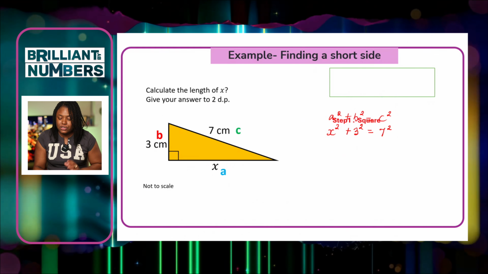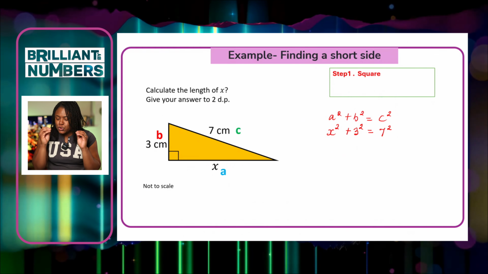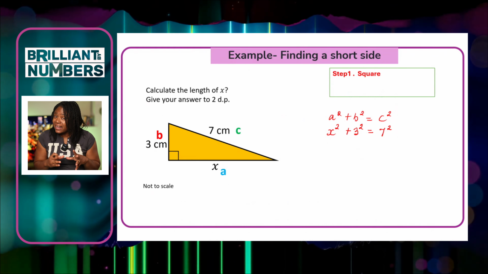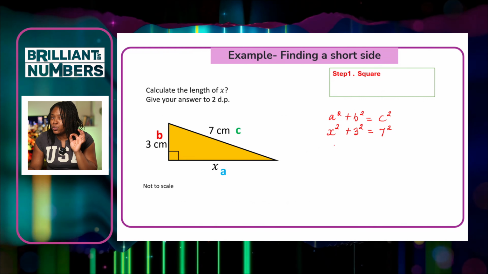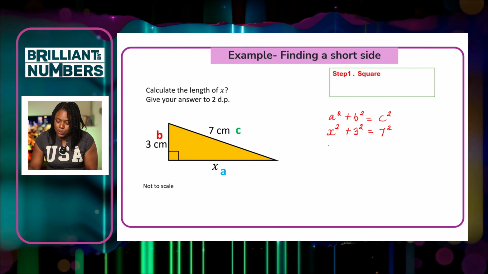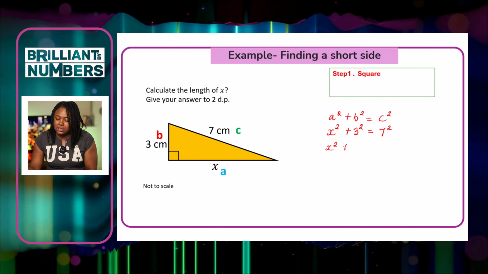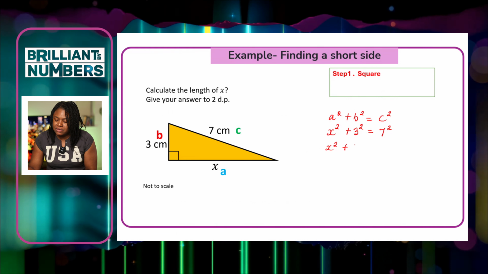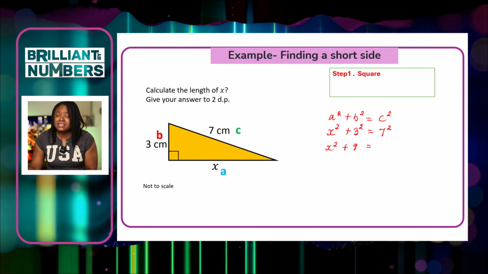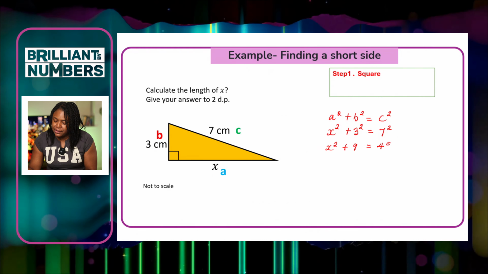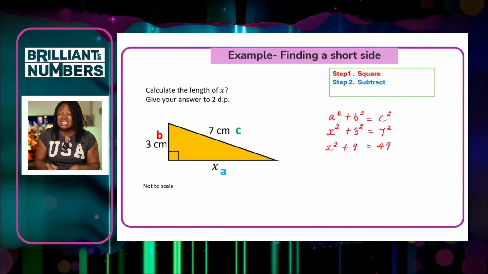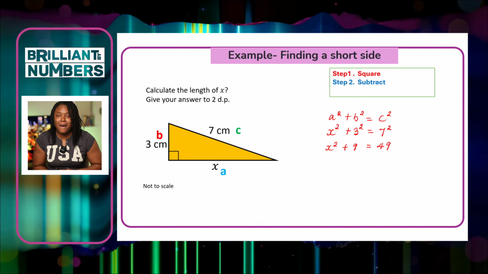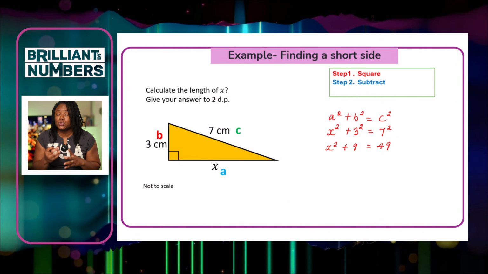Now that we've done that, step 1, we need to now square. Now, because x is a variable, we've got to keep it as it is because that's what we want to find. So x squared plus 3 times 3 here gives us 9, and 7 times 7 gives us 49. Beautiful. So step 2, we now need to subtract. We've got to do the opposite since we're finding the shorter side.